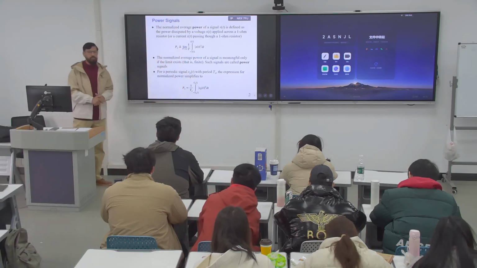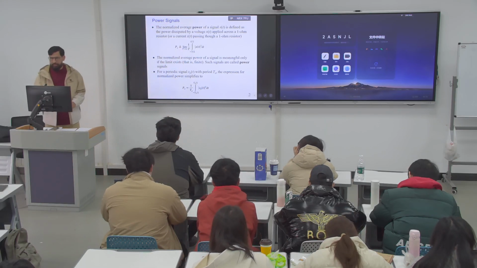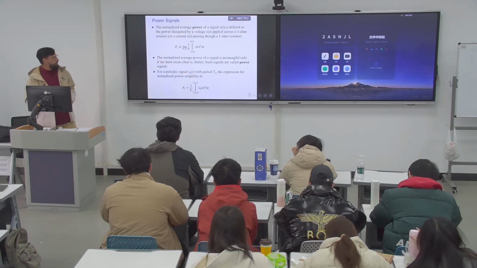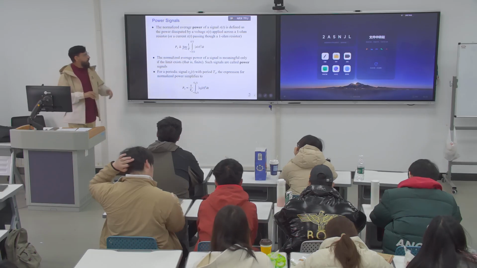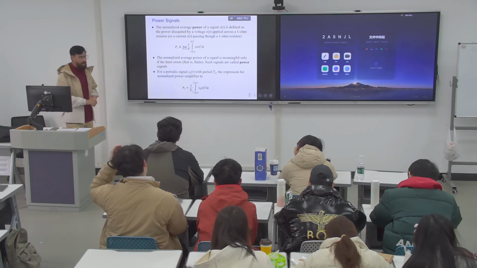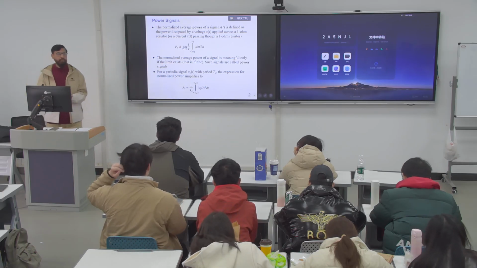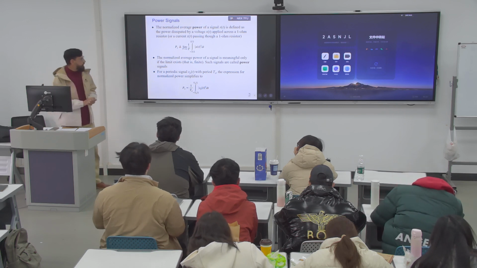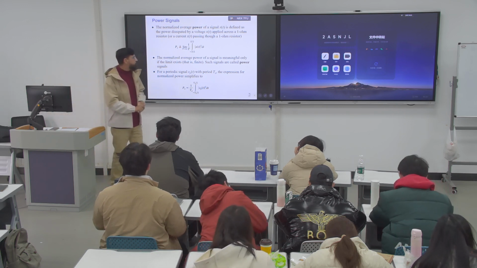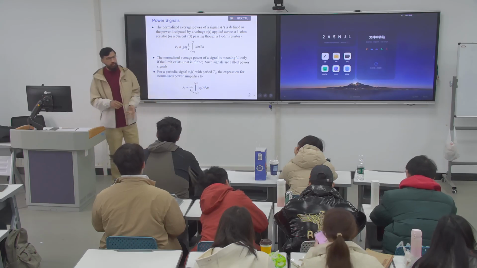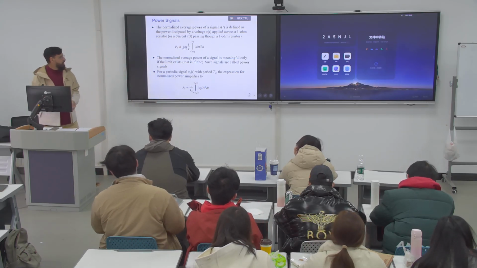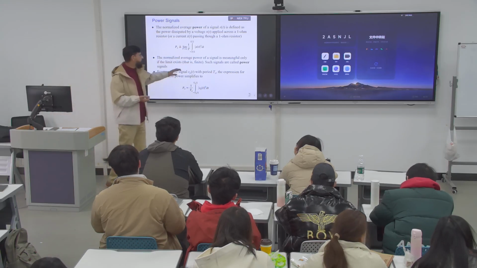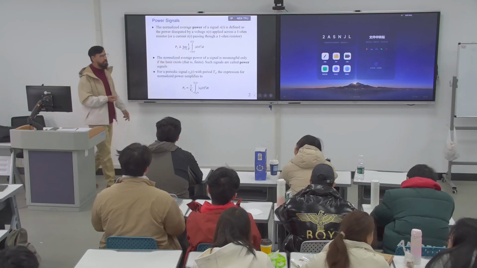So we know what the definition of power is. What is the definition of a power signal? Here is the definition. Power is defined as the power dissipated by a 1 ohm resistor when voltage is applied across that 1 ohm resistor. How do you calculate it? We have already done it in signals and systems, so that's how you calculate the power.